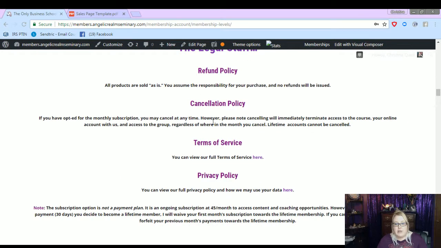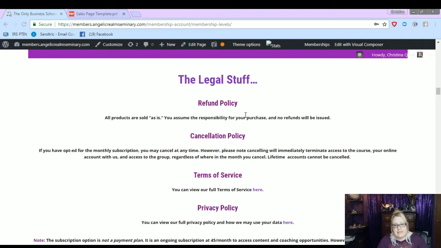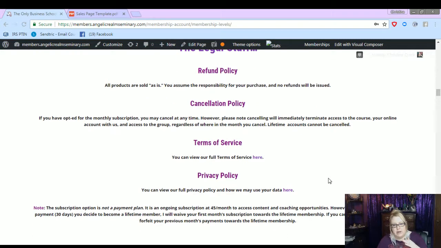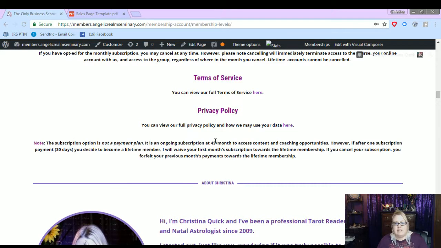The legal stuff, you're going to want to put your legal stuff, your refund policy, your cancellation policy, terms of service, and here I've just linked to my outside terms of service. Privacy policy, linked to my outside privacy policy. And then if you have any special notes, for example, I've had some confusion where people think that subscribing for $45 a month is a payment plan for the course, and it's not. It's just a subscription. So I had to put a little note in here just to make that a little bit more obvious.